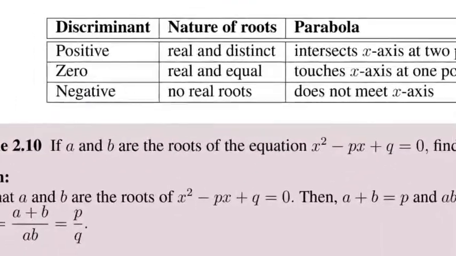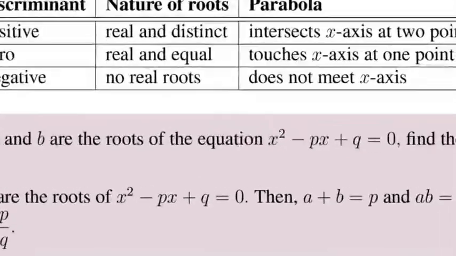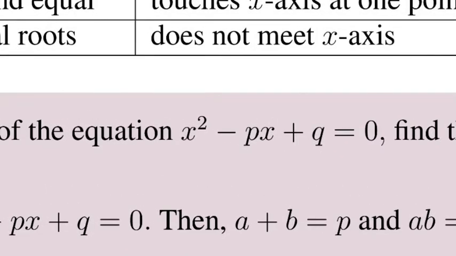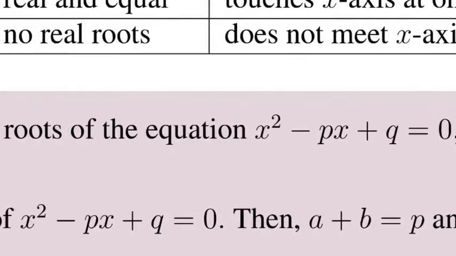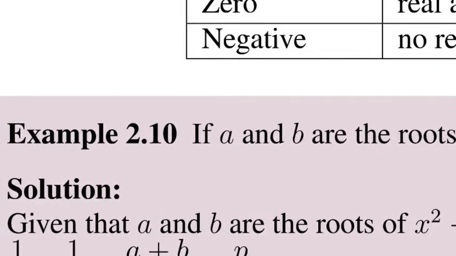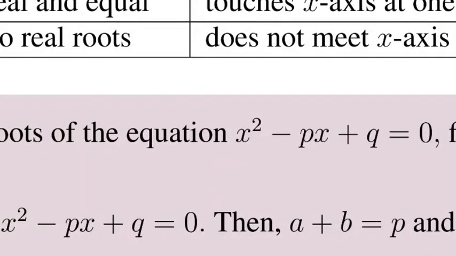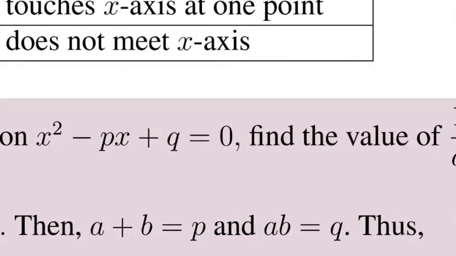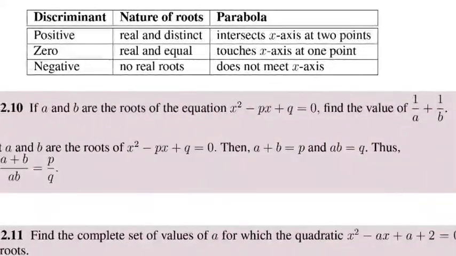Okay, let's see the example sums. Example 2.10. If a and b are the roots of the equation x square minus px plus q equal to 0, find the value of 1 by a plus 1 by b. Okay, I repeat, example 2.10. If a and b are the roots of the equation x square minus px plus q equal to 0, find the value of 1 by a plus 1 by b. Okay, let's see the solution.